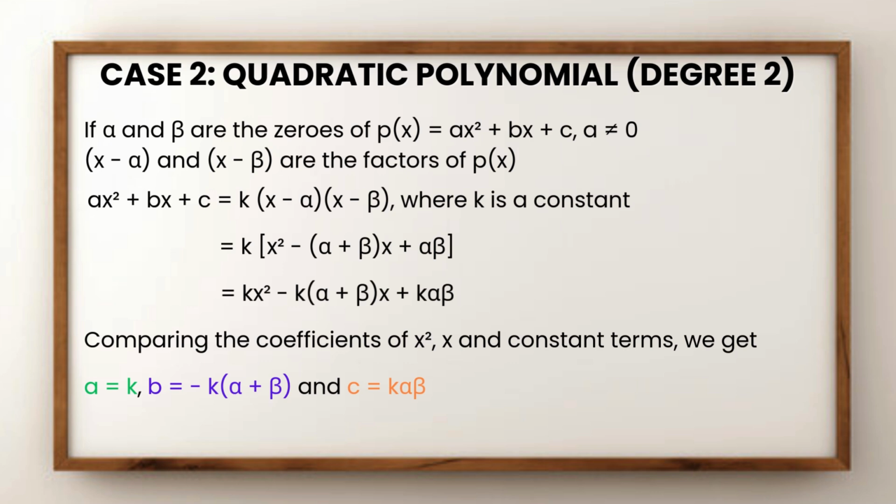Rearranging, we get alpha plus beta equal to minus of b by a, and alpha into beta equal to c by a. This confirms our earlier formula.